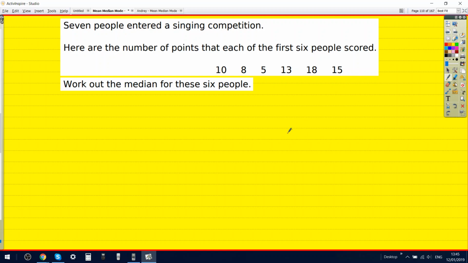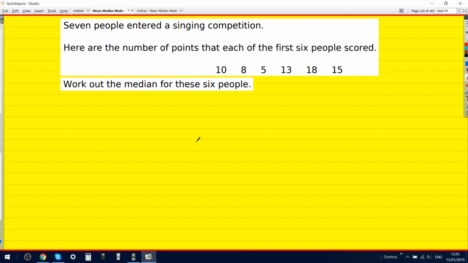Median for this one. 3, 6, 6. 6 plus 1 divided by 2 would be 3.5.